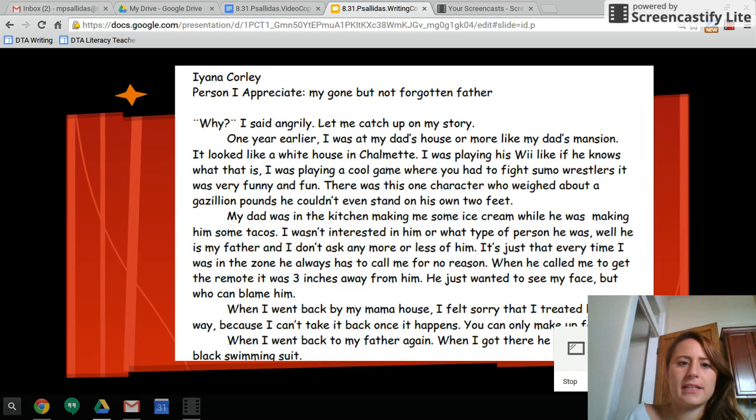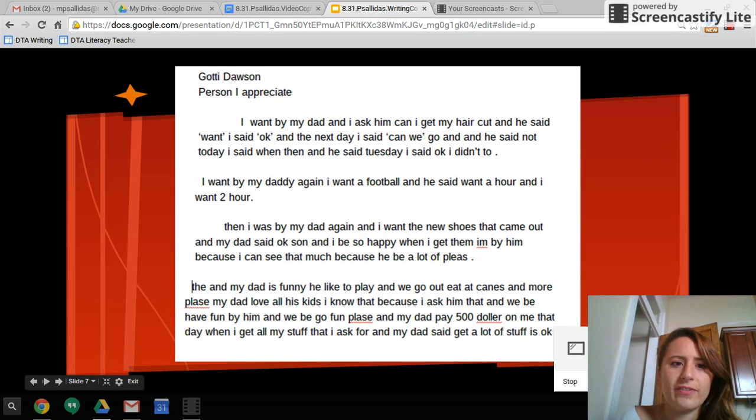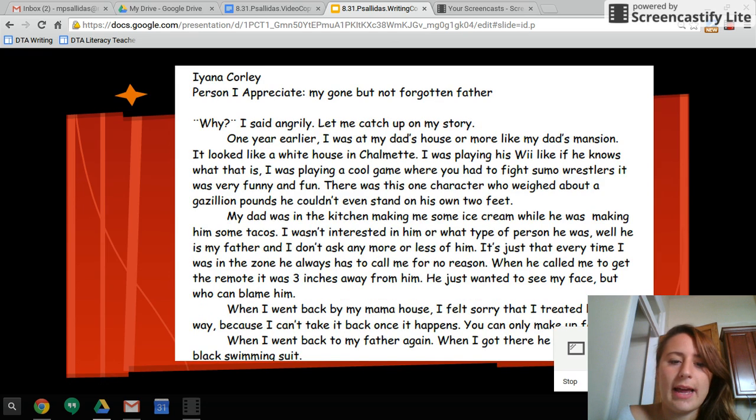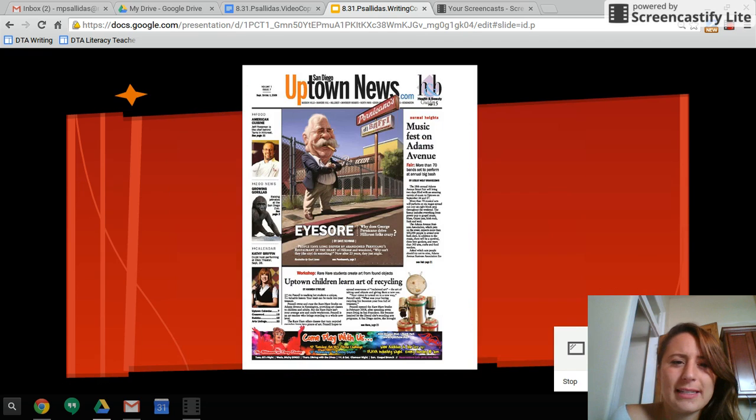This looks a little bit different because in any other type of writing we do, like the narratives, this is what our final drafts of narrative writing will look like. So huge shout outs to Ayana and Gotti. But informational text is a little bit different because it has all of these different text features.